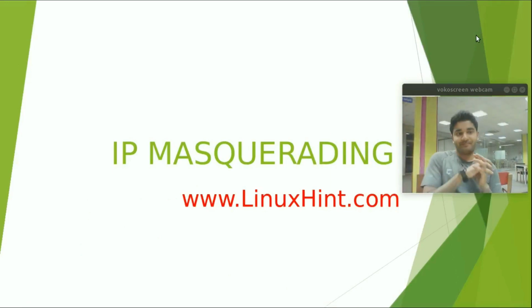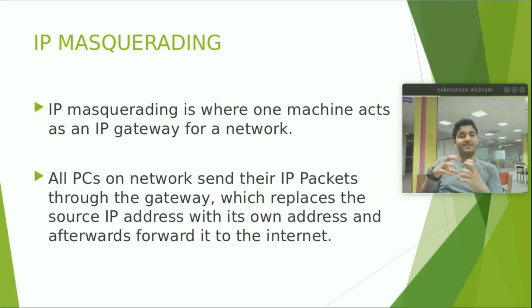Okay, welcome. In this video, we are going to talk about IP masquerading. In the previous video, we discussed IP aliasing. IP aliasing was simply assigning multiple IP addresses to a single network. IP masquerading is quite the opposite. You can say that in IP masquerading, one system basically acts as a gateway.